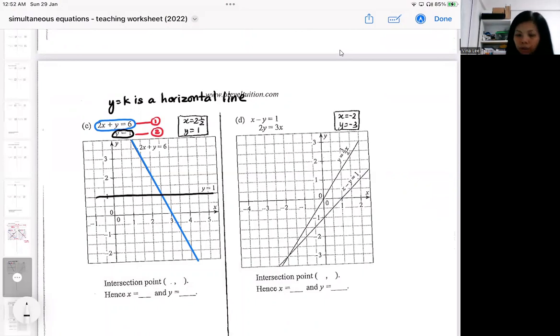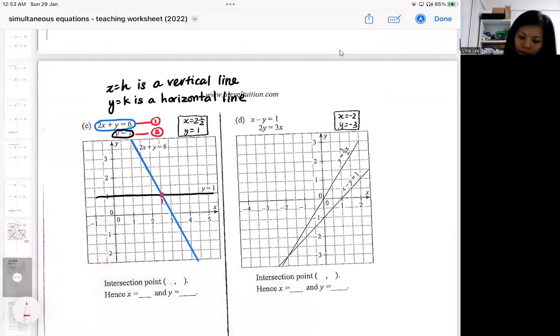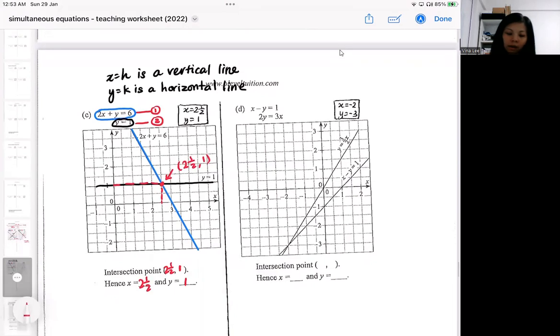Okay, so will they give you a vertical line? Yes. You can have x equal to something, and that will be a vertical line. Your teacher should have recapped some of your Sec 1 work. So where is the intersection? Okay, the intersection is here. The coordinate is 2.5, 1. So the solution will be x equal to 2.5, y equal to 1. It's quite straightforward, unless you get yourself very, very confused.